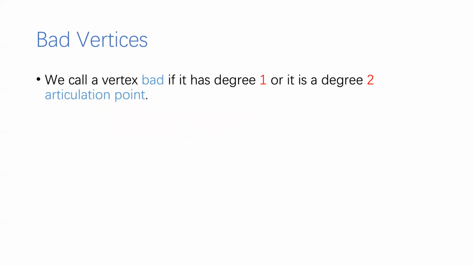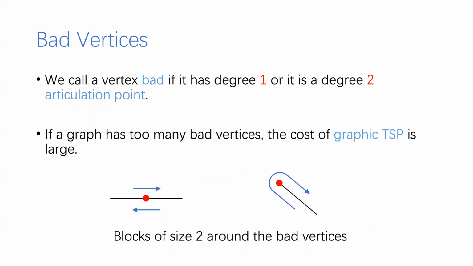While the blocks might be hard to detect in the query model, we focus on some special vertices we call bad vertices. A vertex is bad if it has degree 1 or it is a degree 2 articulation point. If a graph has too many bad vertices, the cost of graphic TSP is large. In fact, around each bad vertex, there is one or two bridges.